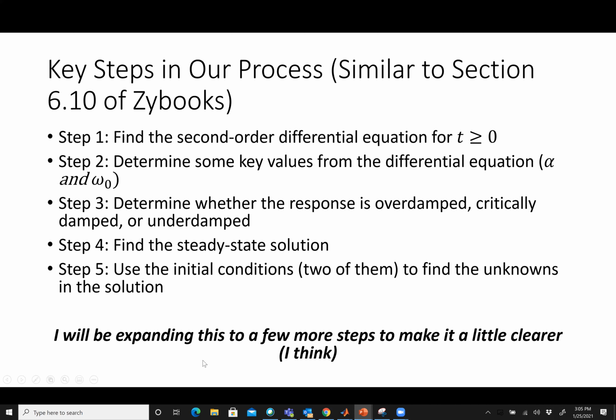Now, I made my note here, I'm expanding this to a few more steps to make it, in my view, a little bit clearer, all right? I think it needs to be walked through a little bit more carefully than what they do.